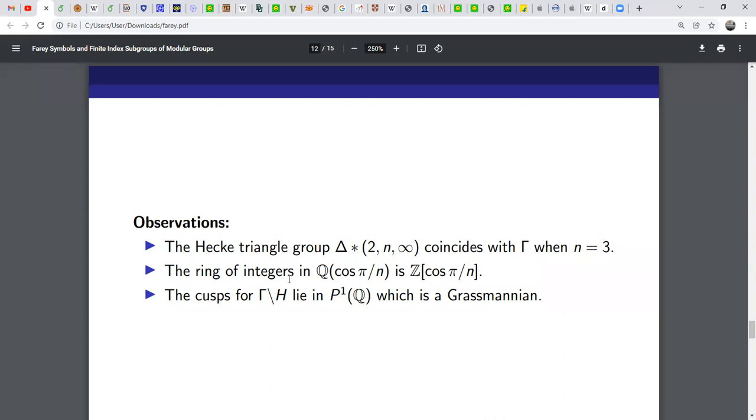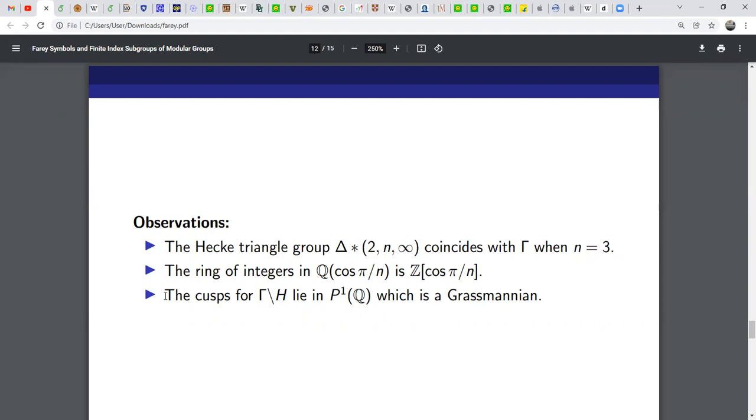But let us consider it for a general n. The ring of integers in the extension of rational numbers by cos pi by n is Z[cos pi by n]. So for n equal to 3, we were just working with PSL2Z. However, it will be replaced by an appropriate group of isometries whose ring of integers is Z[cos pi by n].